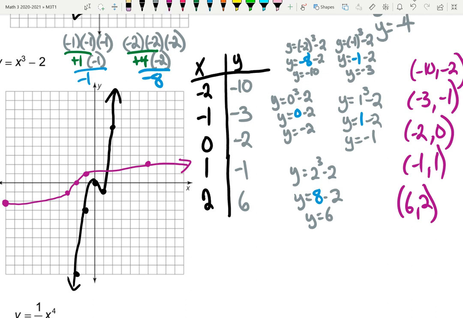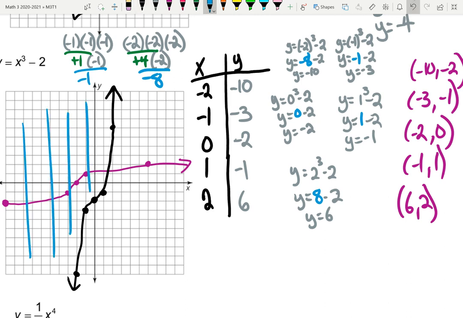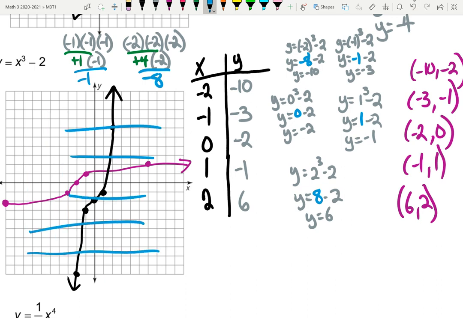Oh, I know why. I said that this guy did not pass the vertical line test. 0, -2, and then it's 1, -1. There we go. I knew there was something up. The reason I was able to determine that is this actually passes the vertical line test. That means the original should pass the horizontal line test.